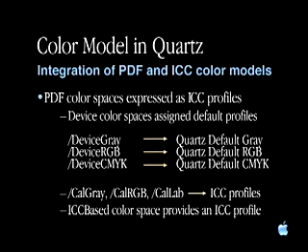The color model in Quartz was created by integrating PDF and ICC color models. Let's review some of the most important features of this model. First of all, PDF color spaces are expressed in Quartz as ICC profiles. Device color spaces are assigned default profiles. Calibrated color spaces contain the calibration record, which can be very easily repackaged as the ICC profile. And finally, ICC-based color spaces provide their own ICC profiles.